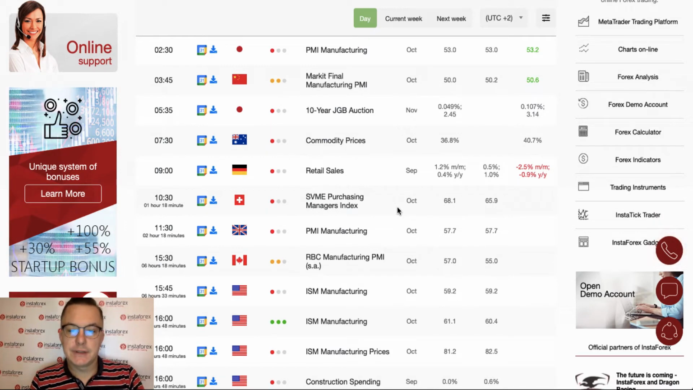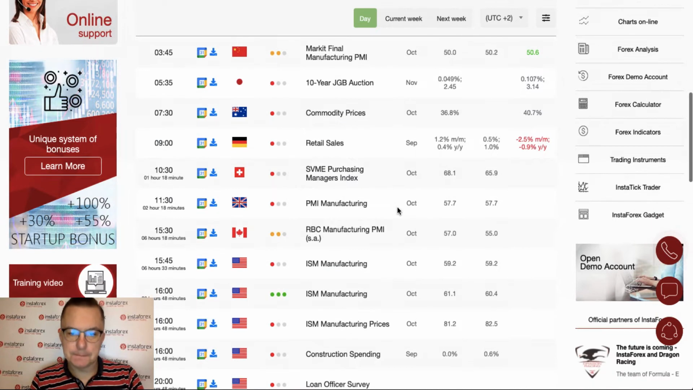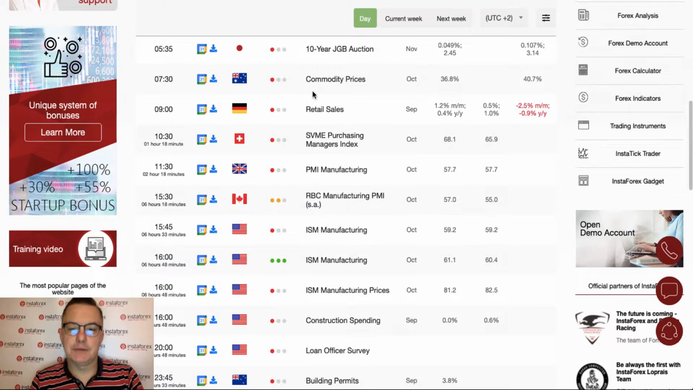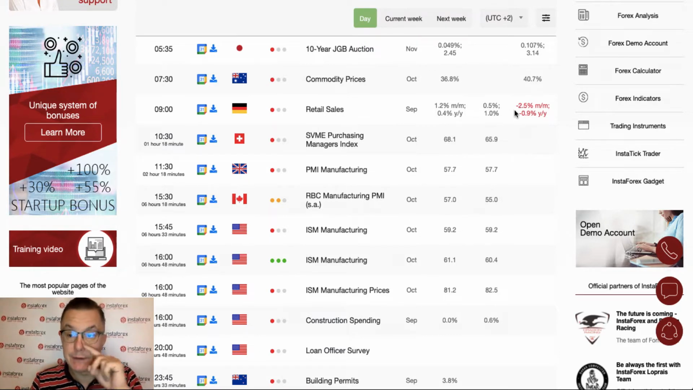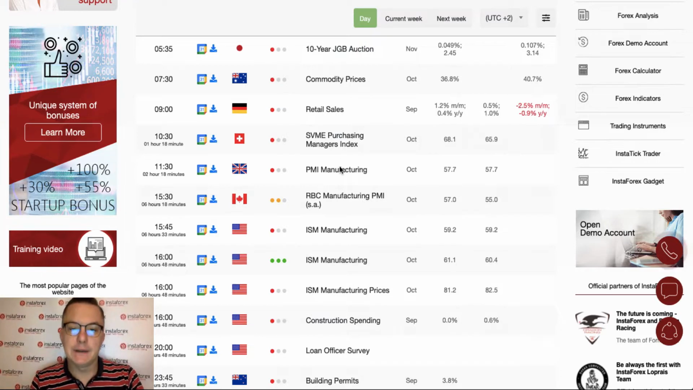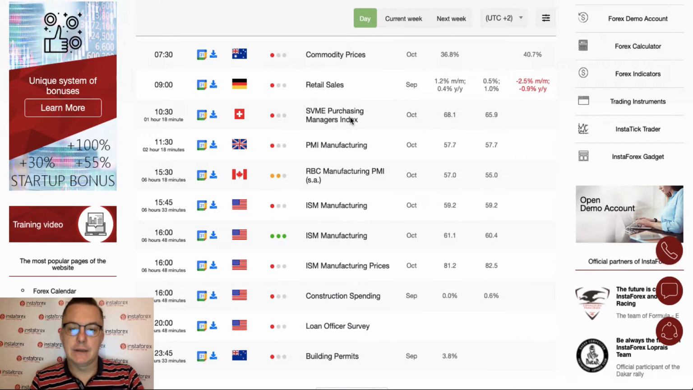During the London session, we don't have too many important data. We got something like retail sales from Germany. They are dropping very hard, minus 2.5% versus 0.5% increase expected, and 1.2 for the month of September. So this is a very big decline. We got the purchasing index from Switzerland.